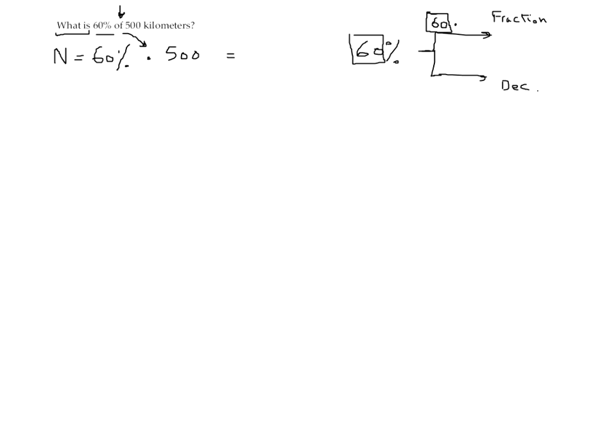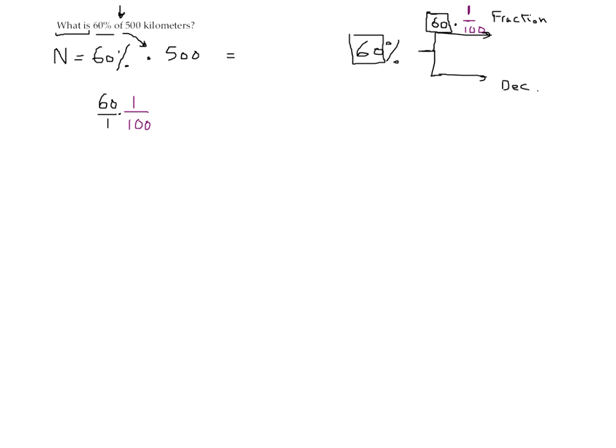Okay, so here we have the problem. What is 60% of 500 kilometers? So for 60%, we're convinced here that you have to multiply that 60 by 1 over 100, right? Yes. If I multiply by 1 over 100, I have to take 60. I'm going to change 60 to 60 over 1, right? 60 over 1. Yeah.